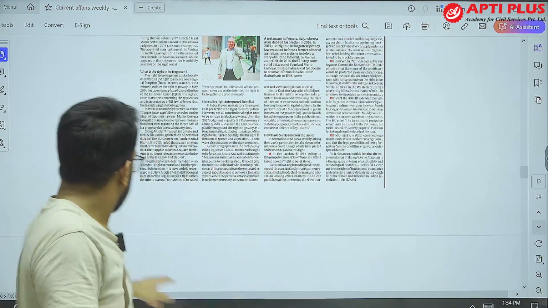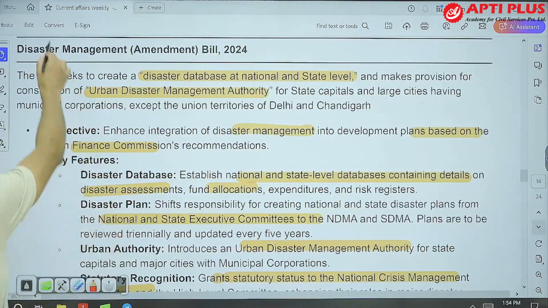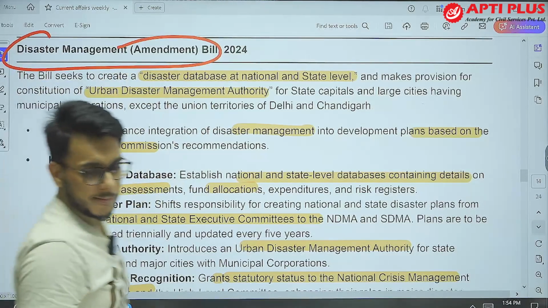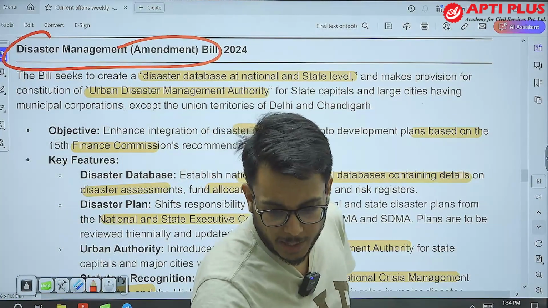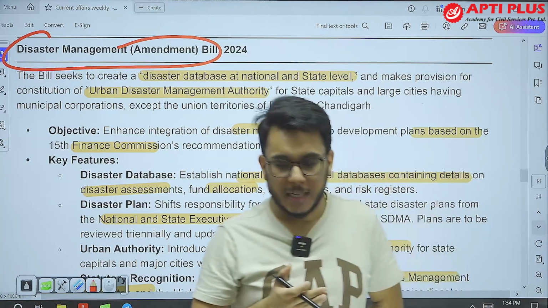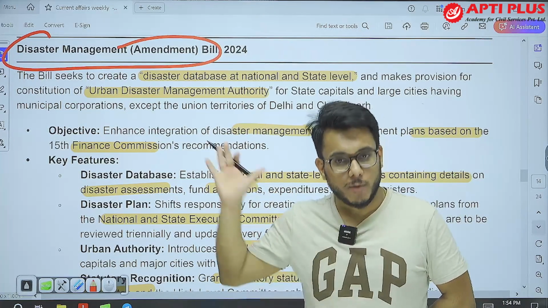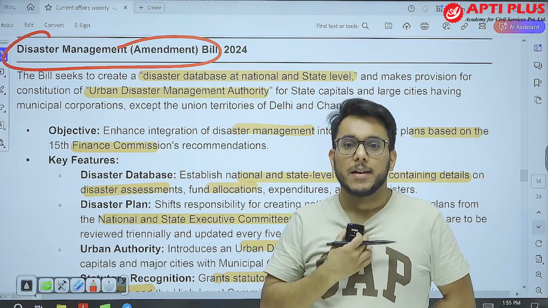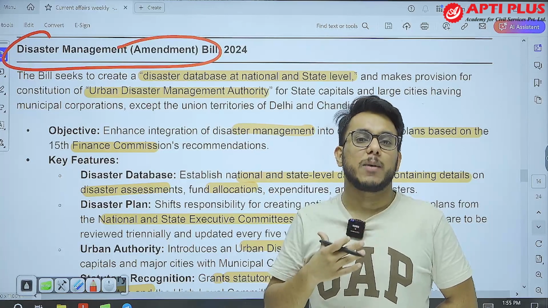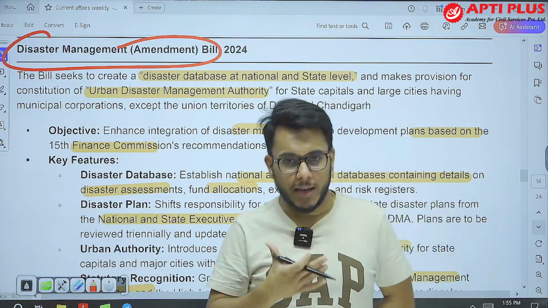So the next article that we have here is the Disaster Management Amendment Bill 2024. Basically, recently the Disaster Management Amendment Bill 2024 was in the news. Therefore, I am covering this particular article. Now, before going into what this bill provides, let's take some basic background information.